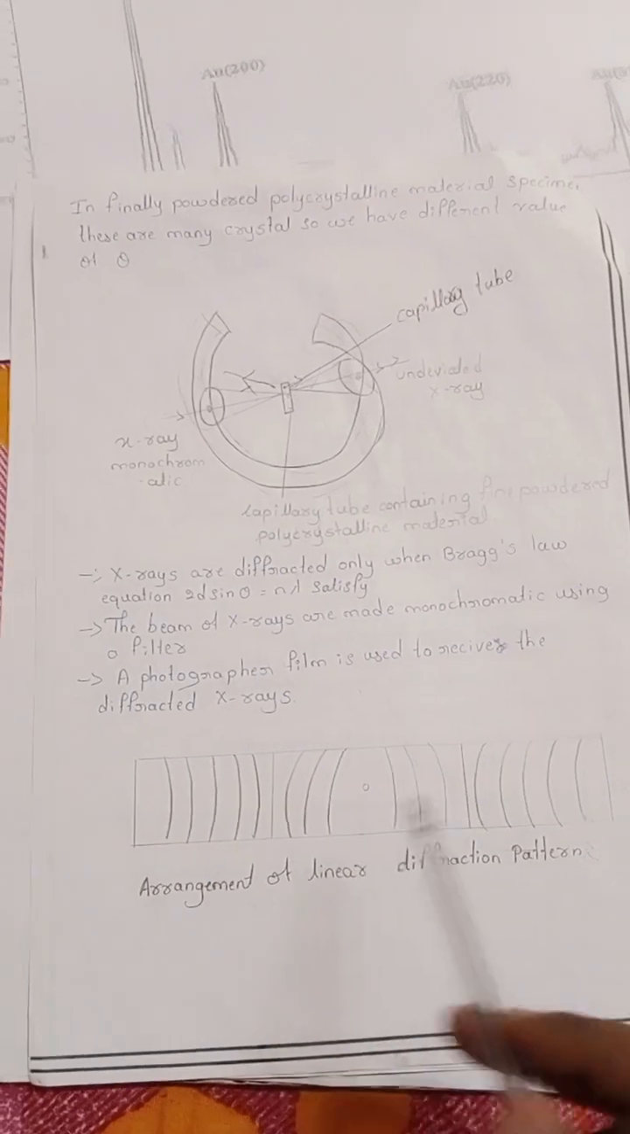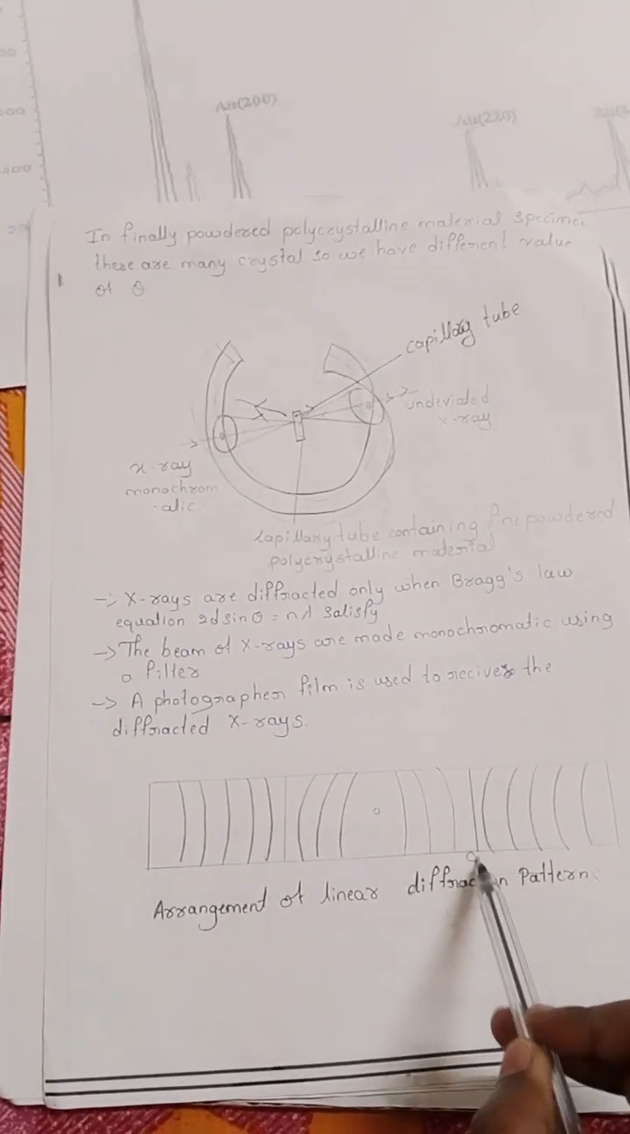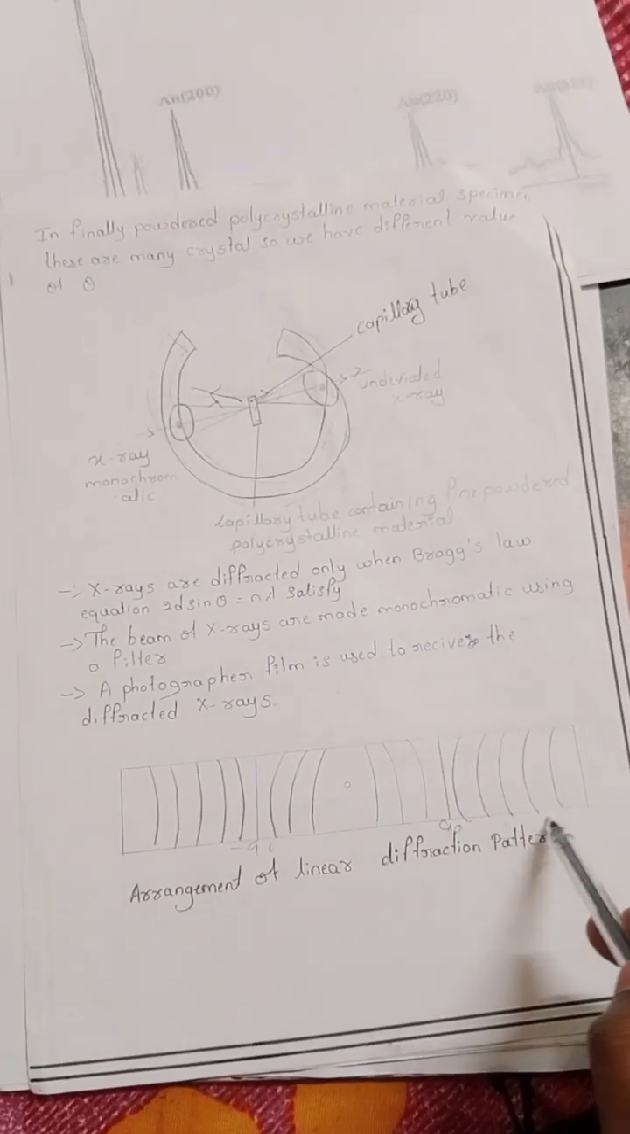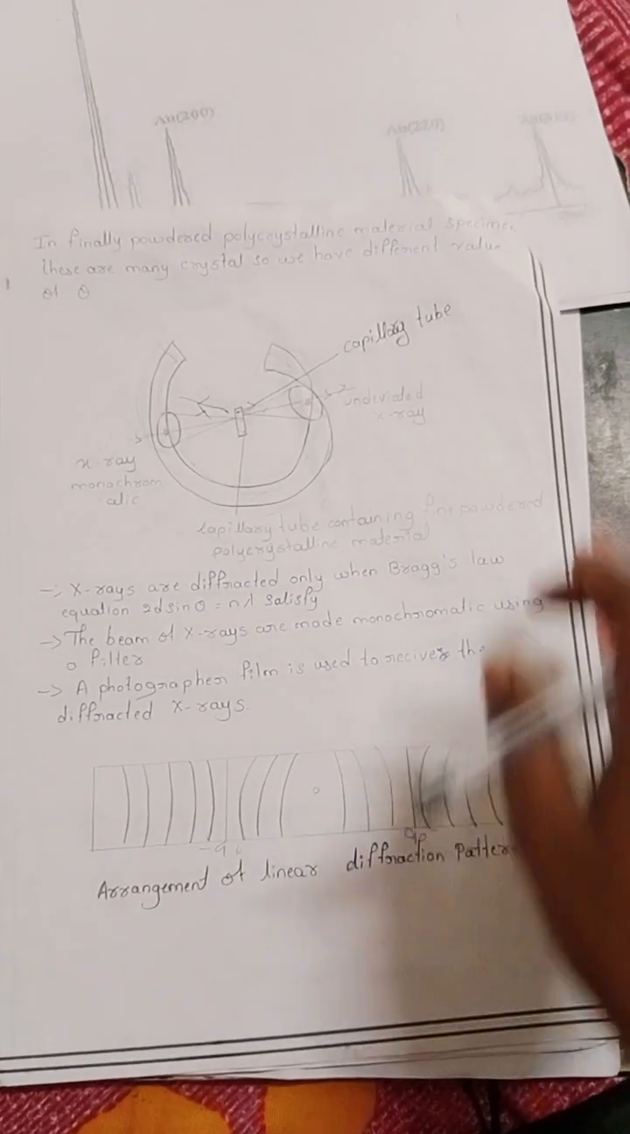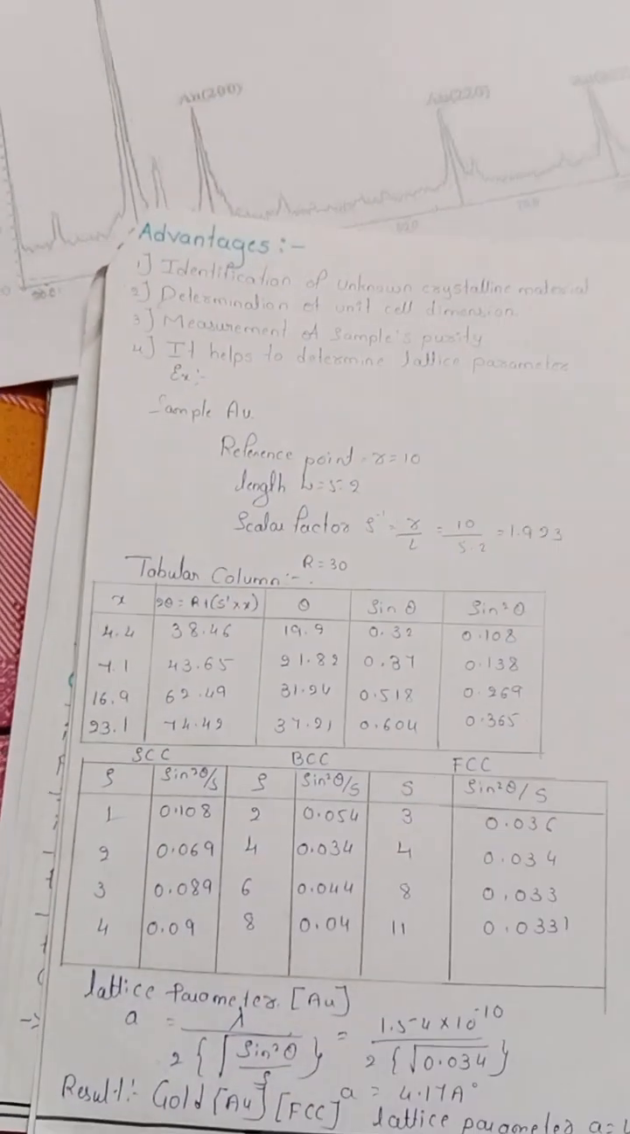So what are those patterns, how do they look? At 0 degree they are slightly curvy, and as they move towards 90 degrees they become a straight line. When they move towards 180 degrees, they again take a backward curve. So this is the pattern. For this pattern we are finding the entire XRD calculation.